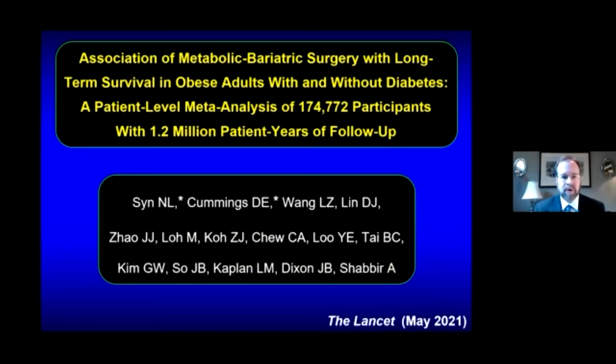I'm the co-first author or shared first author, but I want to shout out quickly to the guy who's actually listed first, Nicholas Sin. He's a brilliant young scientist I'm sure we'll be hearing more from, as well as my dear friend Asim Shabir, the senior author.